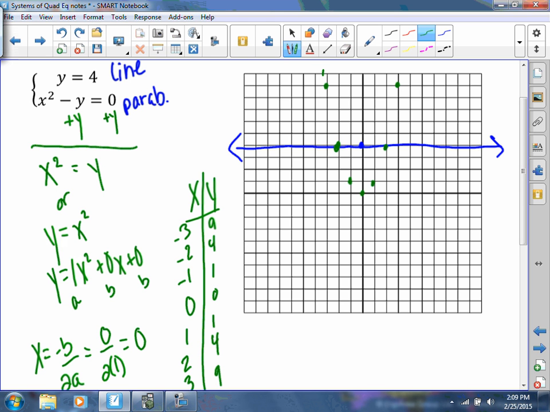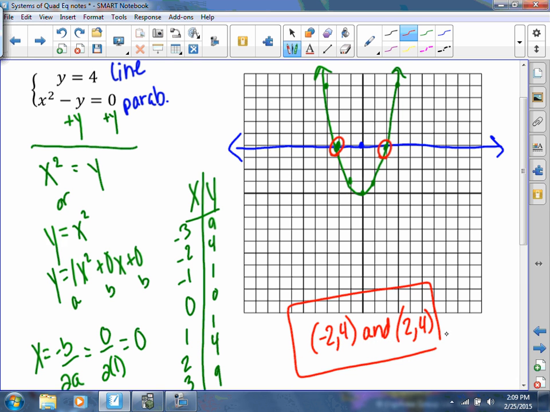So even if I don't graph the parabola first, if I graph my line first and then the parabola, I can still clearly see where they cross. So the point on the left is going to be -2, 4, and the point on the right is going to be 2, 4. So those would be my two solutions for this system of equations.